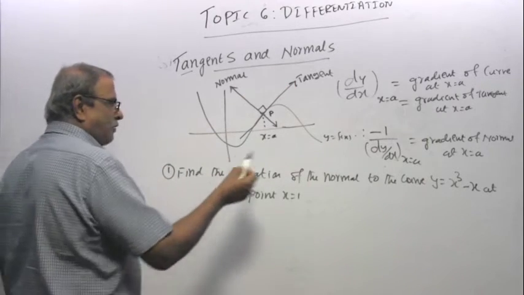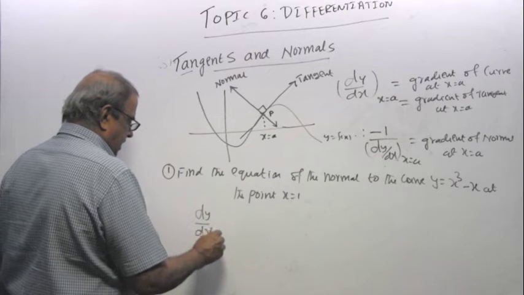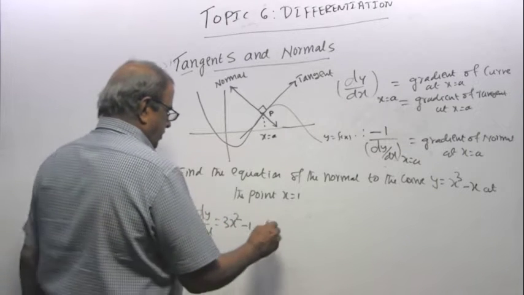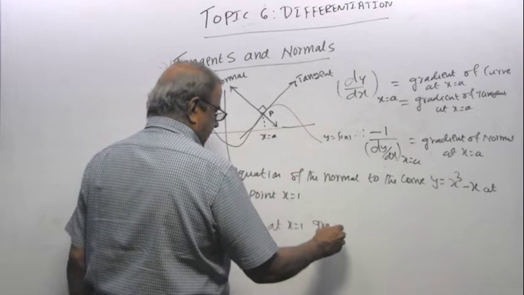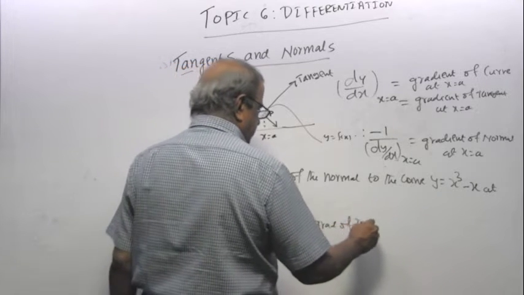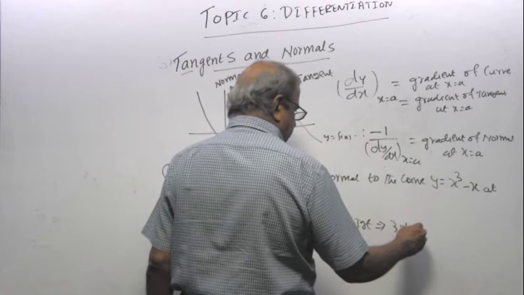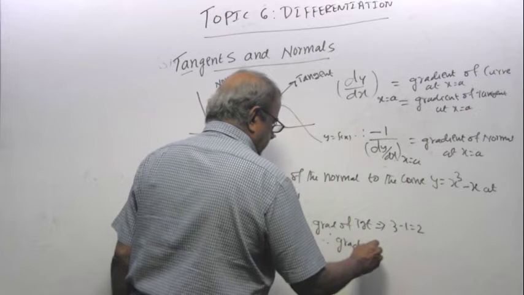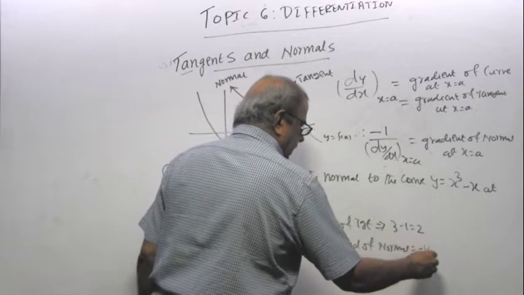We'll see. So therefore, first find dy by dx. dy by dx is 3x squared minus 1. So at x equal to 1, the gradient of the tangent is 3 minus 1, which is 2. Therefore, the gradient of the normal is minus 1 over 2.